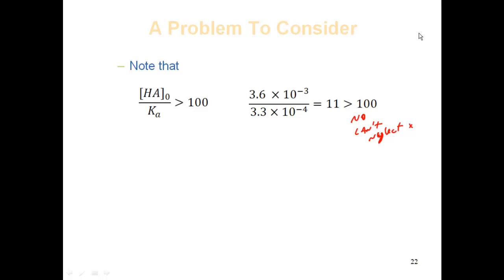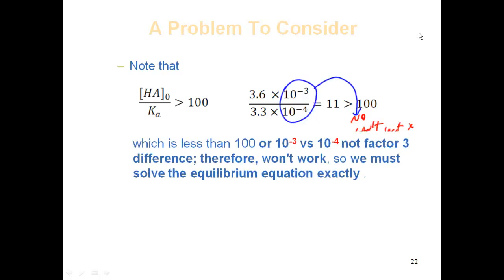Now, could I have done this calculation a little quicker without having to do concentration of acid over Ka? Yes, I told you to look at my powers of 10. And if you look at that, you can see it's only 1 power of 10 difference. We said that it has to be 3 or more powers of 10 difference, which means you would also come to the same conclusion. No, I can't neglect X. Which is less than 100, or it's not a factor of 3 or more difference for my powers of 10, therefore it won't work. Therefore, we must solve the equilibrium equation exactly, doing our quadratic formula.